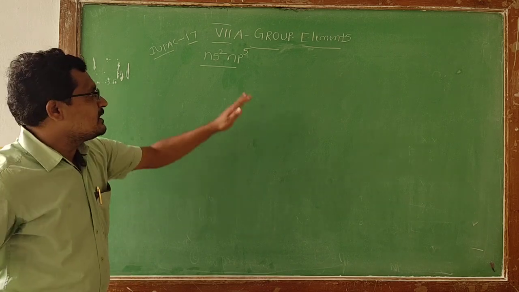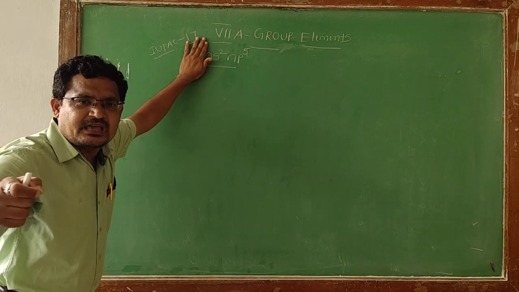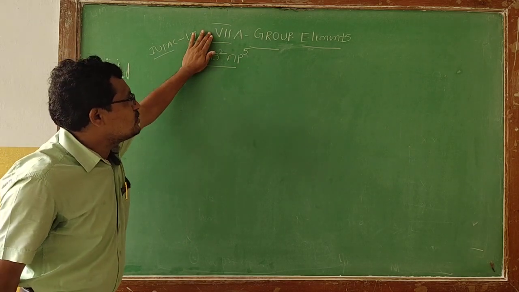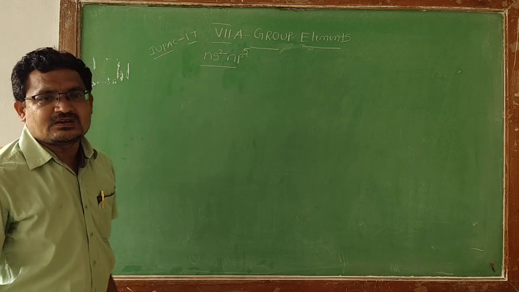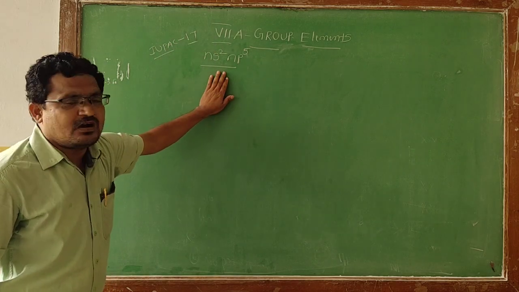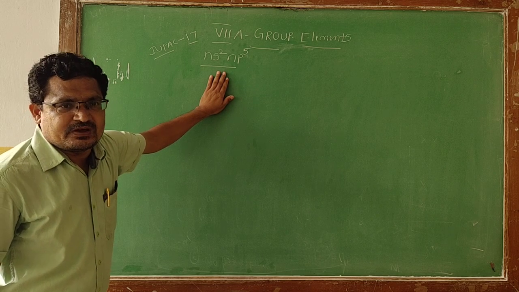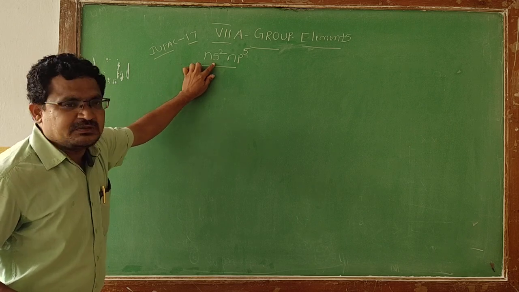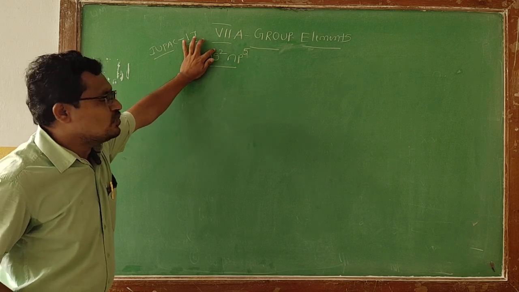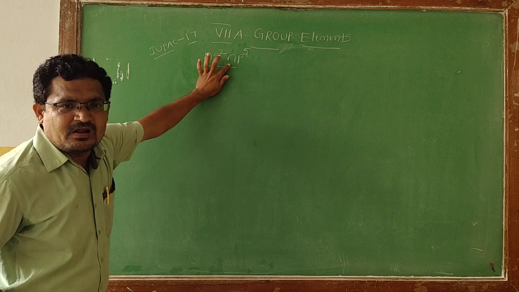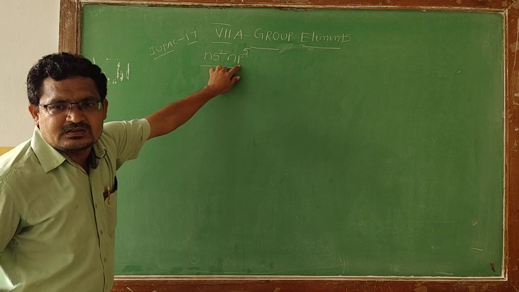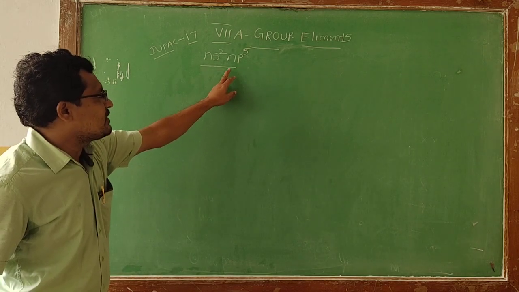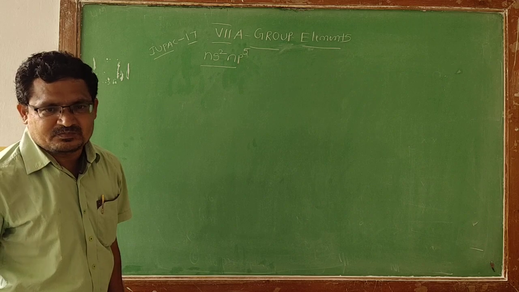In the previous class, the 8th group IUPAC name was the 18th group. Here, the 7th group IUPAC group is the 17th group. Its electronic configuration is ns2 np5. Here n means number of shells, s means orbital with 2 electrons, n number of shells, p orbital with 5 electrons. That means outermost 2 plus 5 equal to 7.